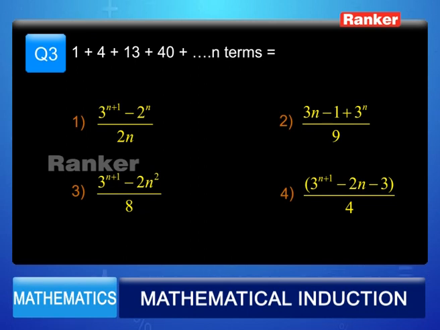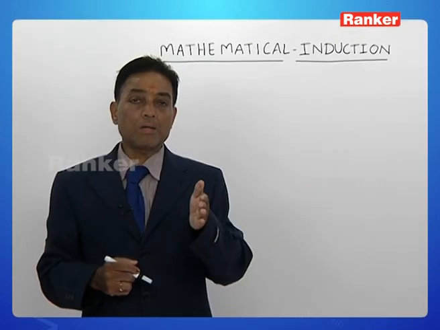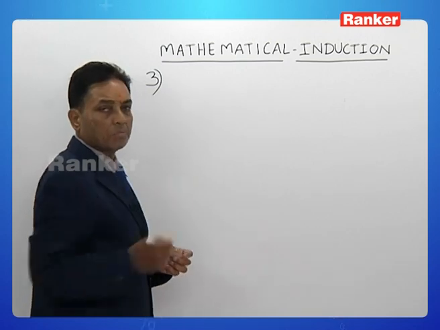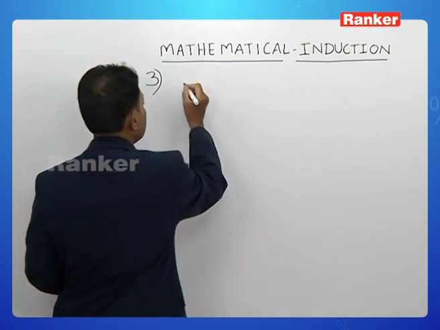Now, four options are given. First option: (3 to the power of n plus 1 minus 2n) by 2n. Second option: (3 to the power of n minus 1 plus 3 power n) by 9. Third: (3 to the power of n plus 1 minus 2n) square, whole by 8. Fourth: (3 to the power of n plus 1 minus 2n minus 3) by 4. Now, we want the sum of all terms, right? Let us do it now. So, question number 3, what is the right option?